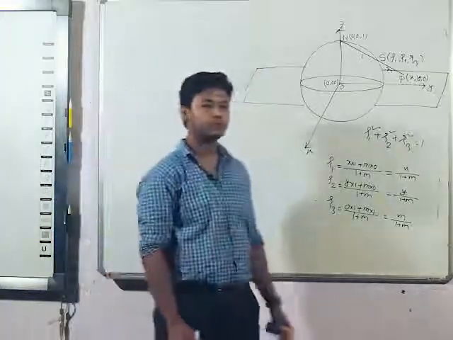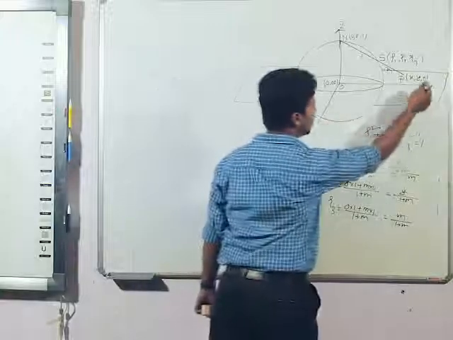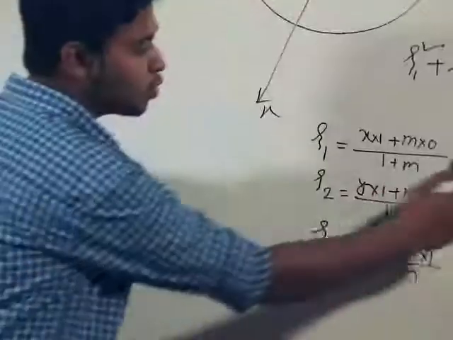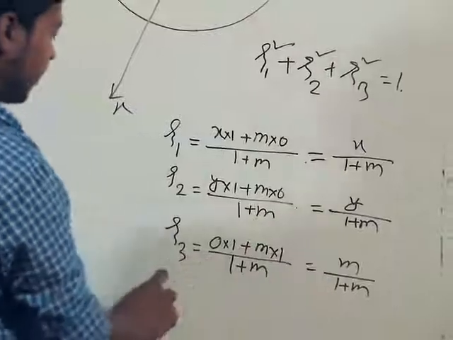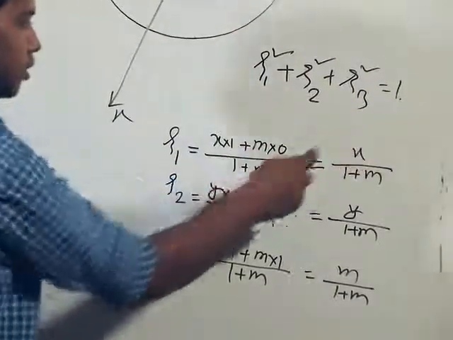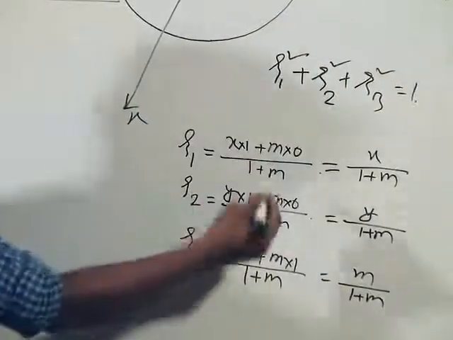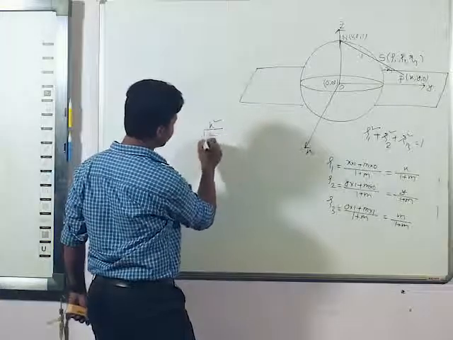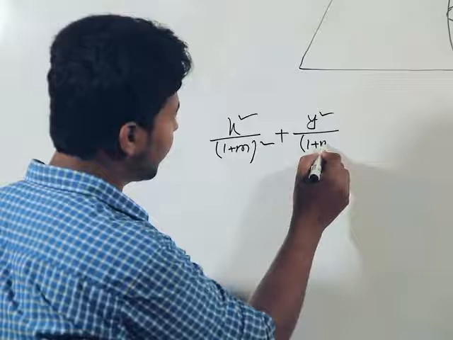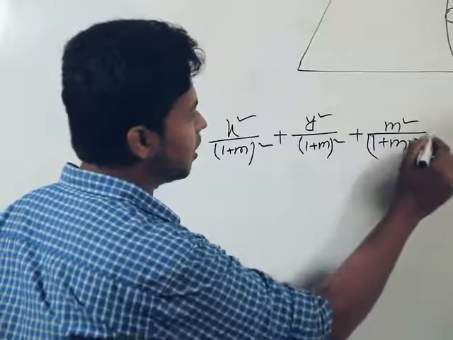Now we find the one-to-one correspondence between any point on unit sphere with any point on R2 or XY plane or complex plane. Now since xi 1 equal to x by 1 plus m, xi 2 equal to y by 1 plus m, and xi 3 equal to m by 1 plus m, and xi 1 square plus xi 2 square plus xi 3 square equal to 1. So if we put the value of xi 1, xi 2 and xi 3 in this, then we get x square by 1 plus m whole square plus y square by 1 plus m whole square plus m square by 1 plus m whole square equals to 1.